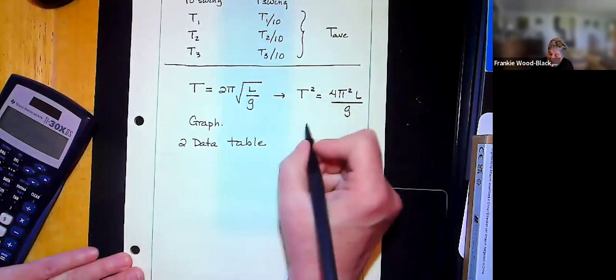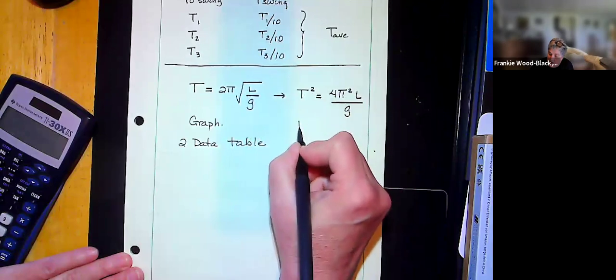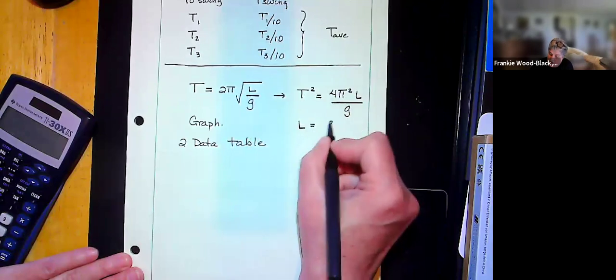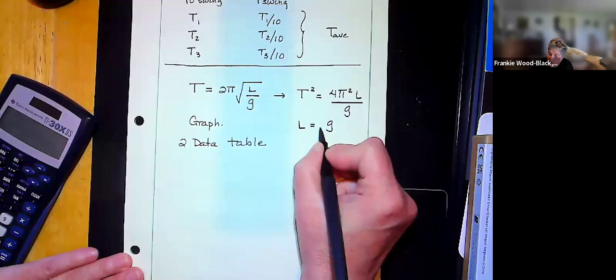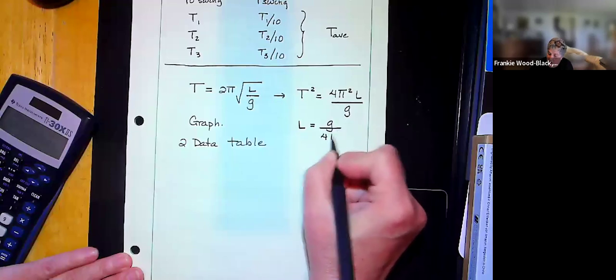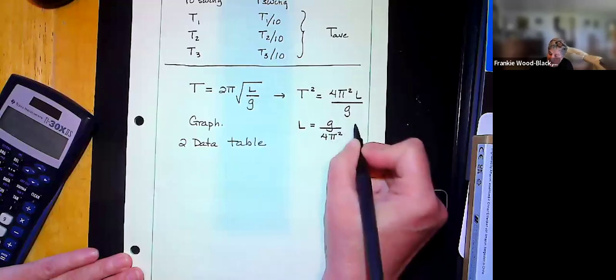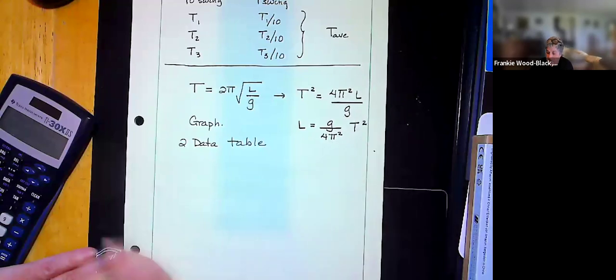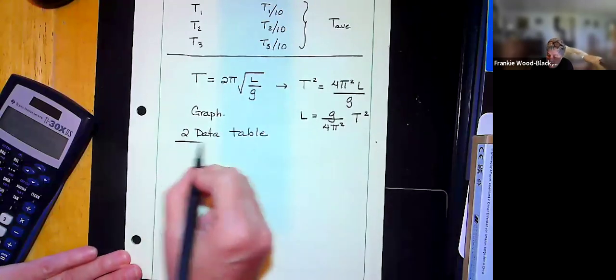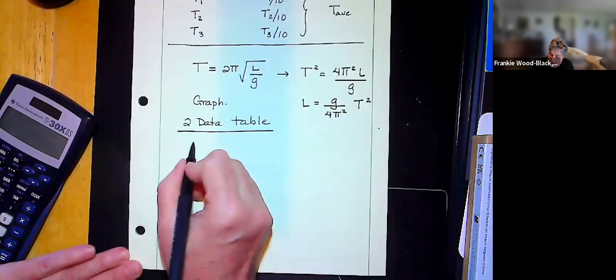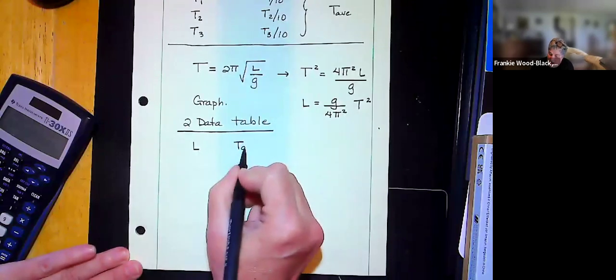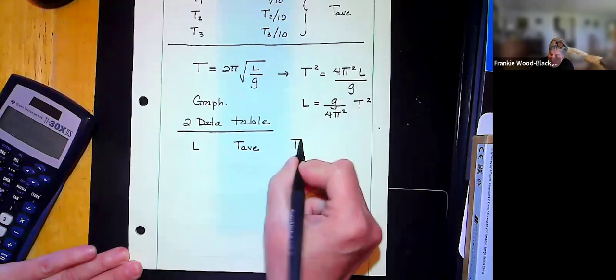I'm going to do this in terms of L. So I'm going to get an equation of L is equal to g divided by 4 pi squared times my period squared. So my second data table is going to be length, period average, period squared.